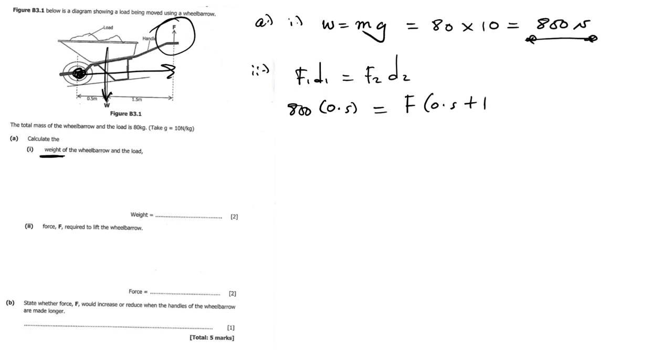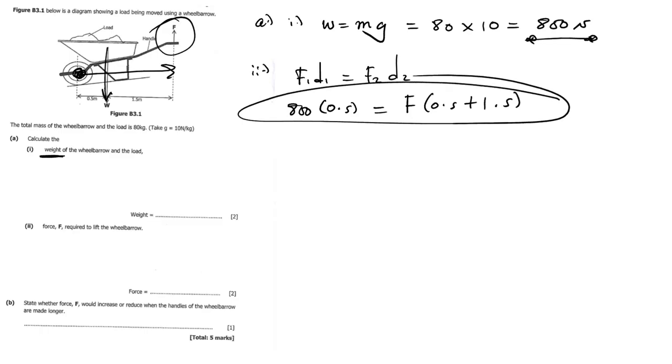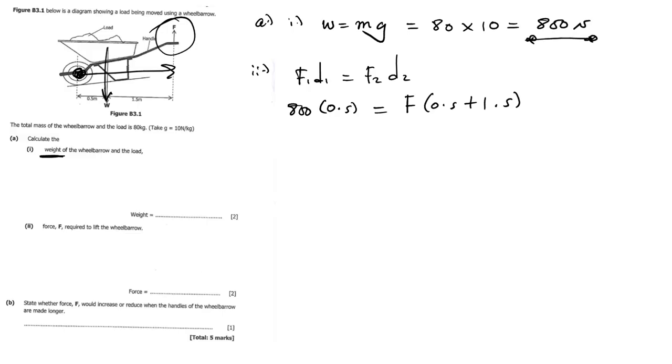So if we compute this here, 800 by 0.5 will give us 400, being equal to 0.5 plus 1.5, that's 2, times F, that's 2F. Dividing both sides by 2 in order to find F, we find that the force F required to lift the wheelbarrow is 200 newtons. So that is the force that is required.